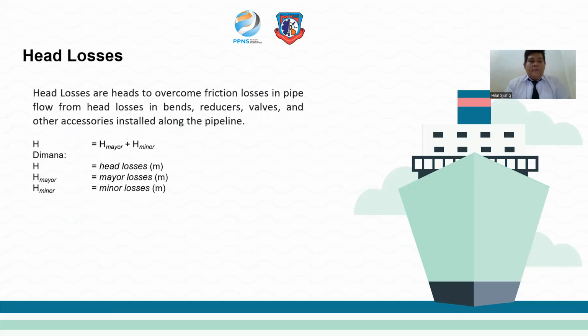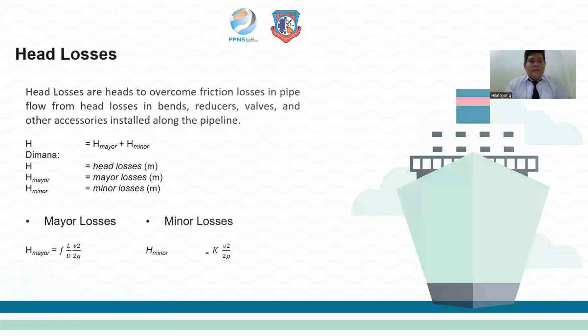And then head loss. Head loss is the loss that must be overcome in fluid flow through the pipe, from head loss in threads, reducers, valves, and other accessories installed along the pipeline. Head loss has two types: the first is major losses, and the second is minor losses.